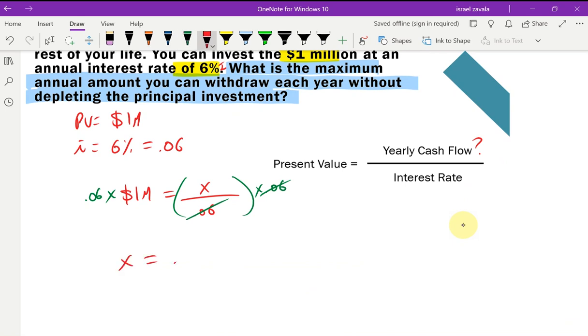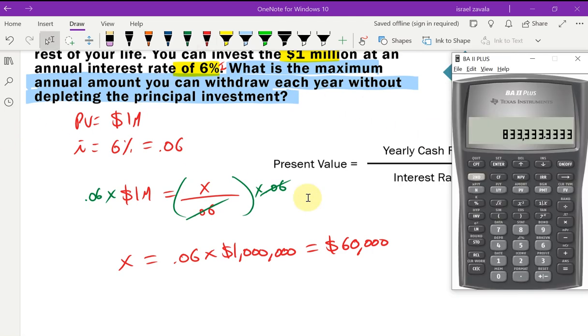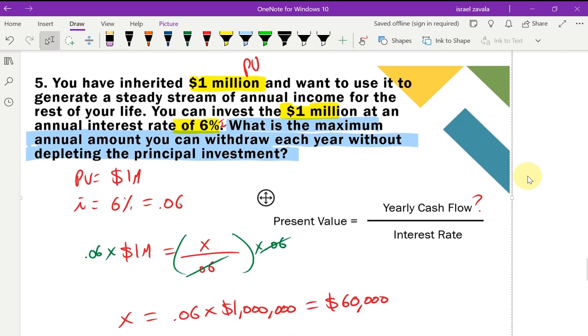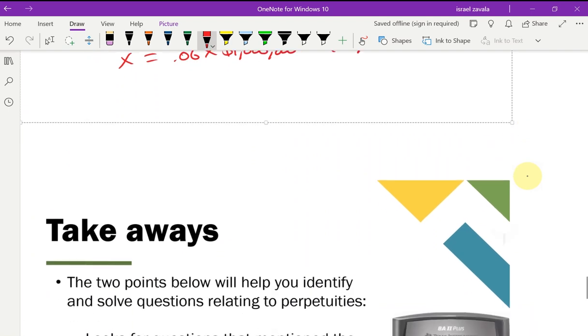X is equal to 0.06 times, right, $1 million, which is going to be, if my math is correct, you should be able to take out $60,000 forever without depleting your funds, right? So let's double check my math. Why not? 1 million times 0.06, that's $60,000. Okay, simple enough. Simple enough. If you can manipulate this formula to find what you need, you should be totally fine.